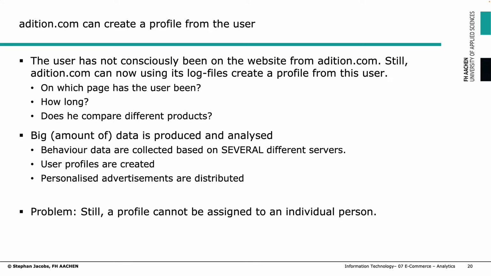So edition.com knows on which page the user has been, how long, if he compared different products, and so on. A big amount of data is now produced and analyzed. And important, this information does not come from one single web server, but from several different servers. So user profiles can be created based on information from lots of different web servers. And by that, personalized advertisements can be distributed and selected. Problem? We still cannot assign this IP address to an individual person.